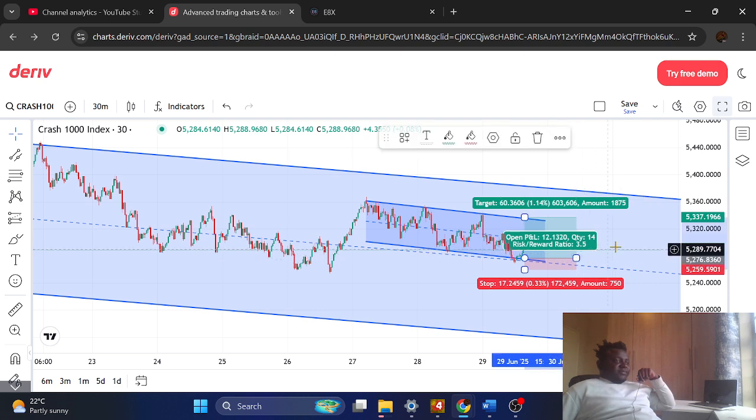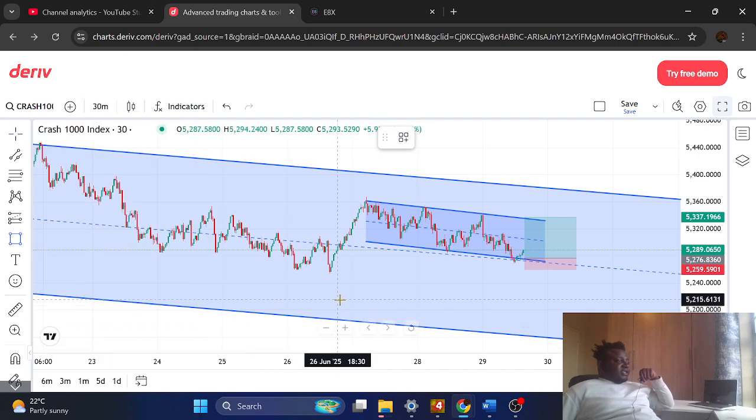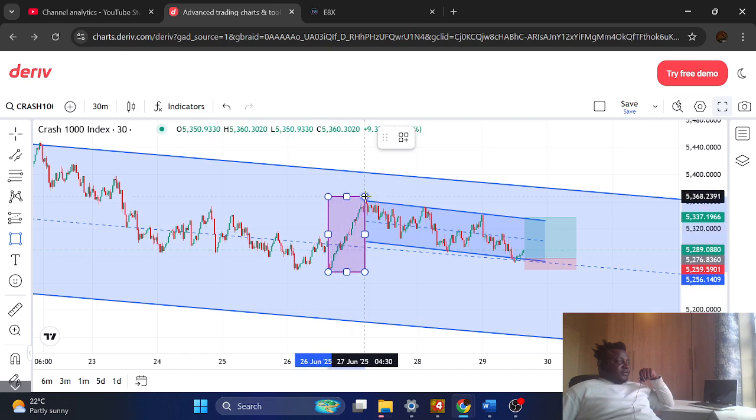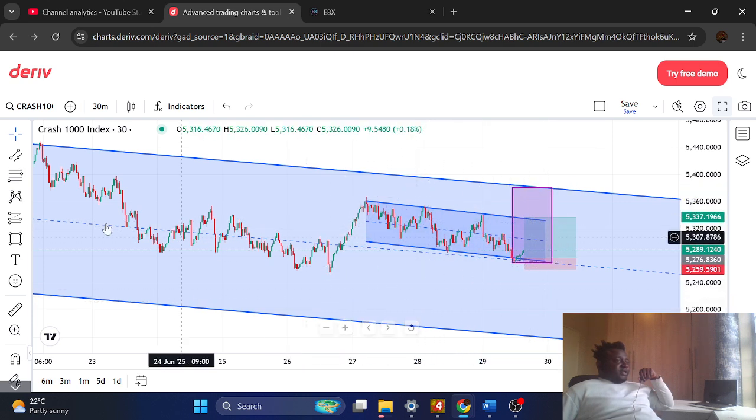My TP would be touching this point right here. But flags have a certain geometry that should be followed. If you see a flag, know that there is a certain distance that it should cover. So this distance from A to B here should be the same distance the market covers from A to B. So in this case, this is another confirmation for a buy.